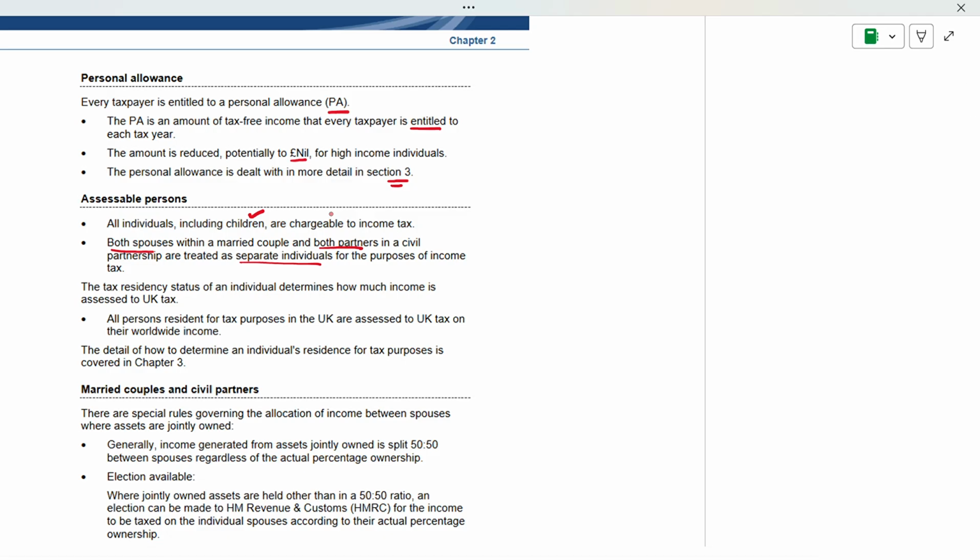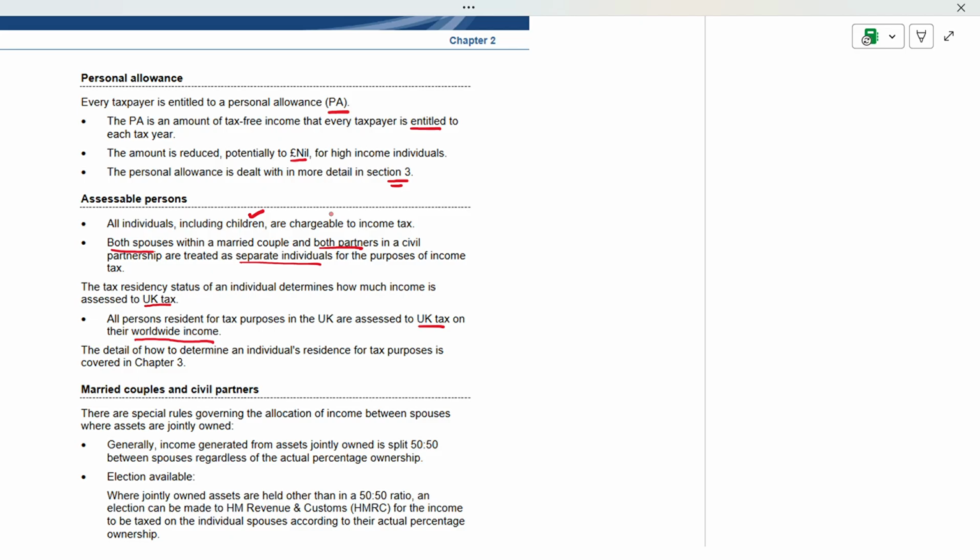The tax residency status of individuals determines how much income is assessed to UK tax. All persons resident for UK tax purposes in the UK are assessed to UK tax on the worldwide income. Getting my point? Of course, for our purposes we will not assess the worldwide income. That is not part of the syllabus. We only work with respect to the status and income generated within the UK. Okay, that's fine. But this is what it says.